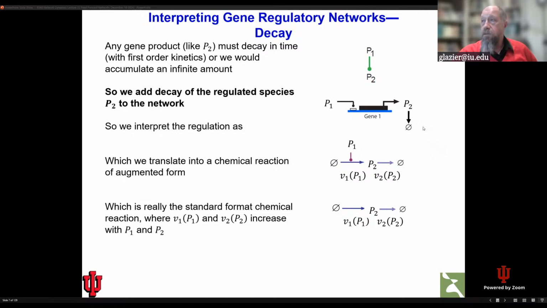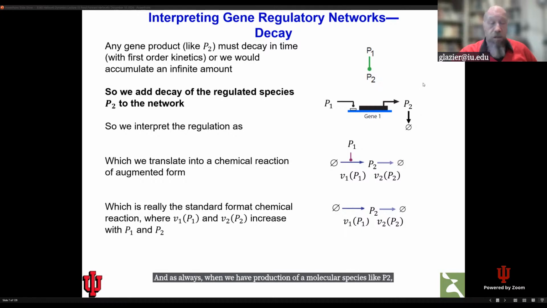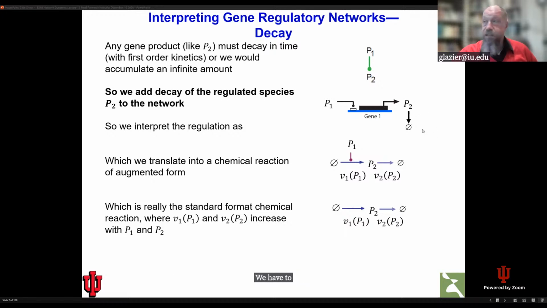And as always, when we have production of a molecular species like P2, even though it's not written in that initial lollipop diagram, we have to remember that P2 decays, and so we have to include the decay kinetics as well.